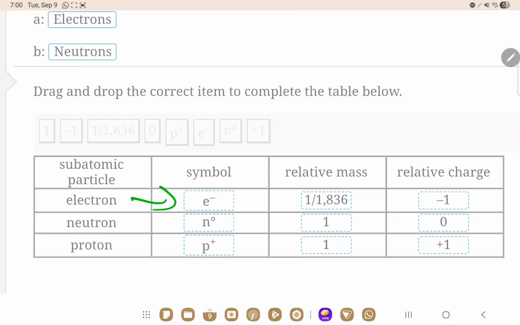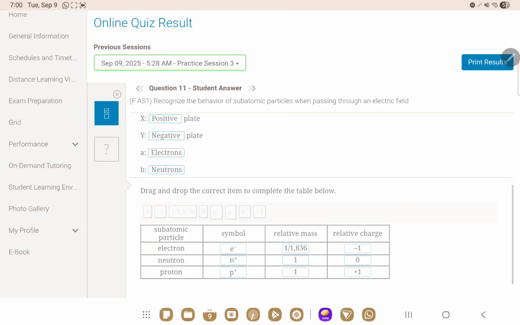Now electrons have a symbol of e-, neutrons have a symbol of n0, protons have a symbol of p+. Now electrons are very light. They have a mass of 1 over 1836. Neutrons have a mass of 1 like protons. And for their charges, electrons are -1, neutrons have no charge, and protons are +1. Moving on. Next question.